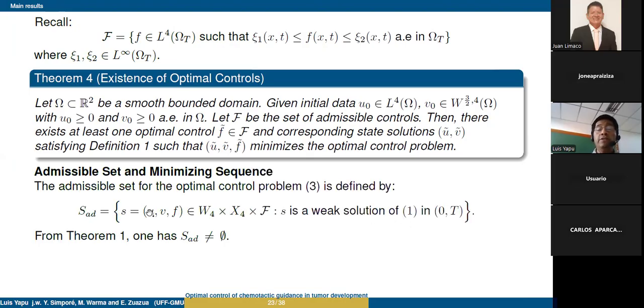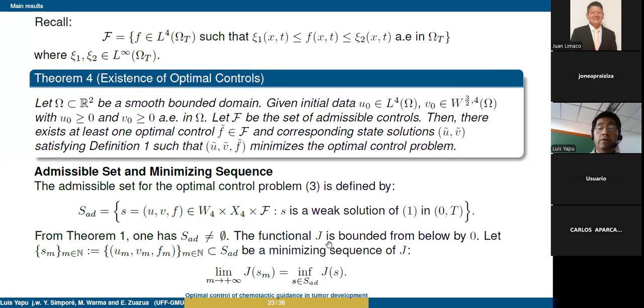So first, we show that there is a solution, U and V, and that this set S is non-empty. The functional J is bounded from below by 0. So we have a minimizing sequence: there is a sequence Sm such that this limit is the infimum of the functional J in S admissible.